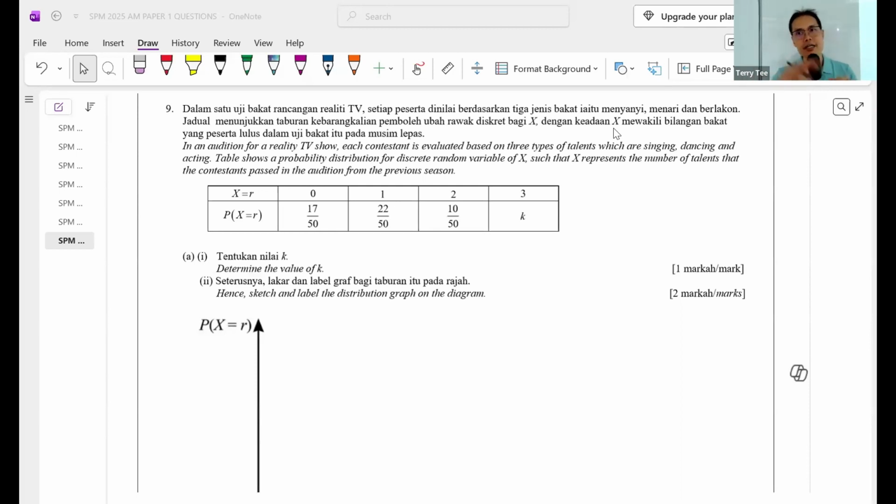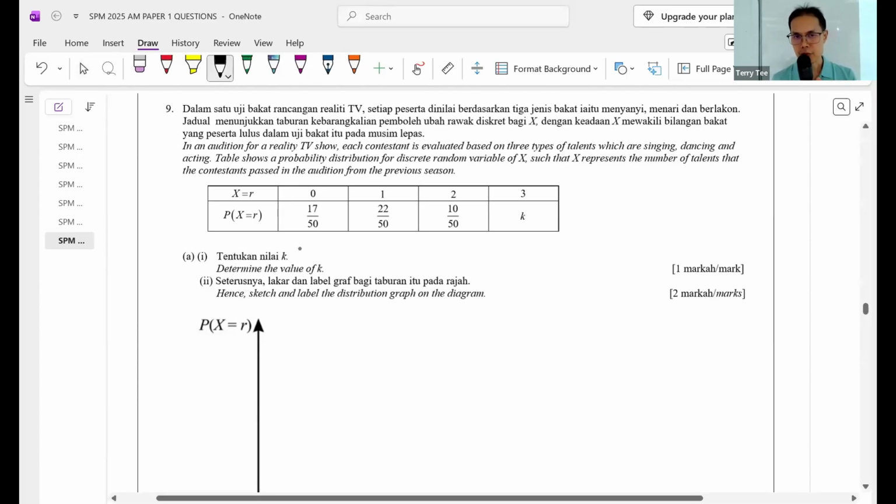Number 9, this is from chapter 5, probability distribution. So in the audition for a reality TV show, each contestant is evaluated based on 3 types of talent: singing, dancing, acting. The table shows the probability distribution for discrete random variable x, such that x represents the number of talents the contestant passed in the audition. All right, so you pass 0, you got 0 talent, so sad. This is 1, this is 2, this is 3.